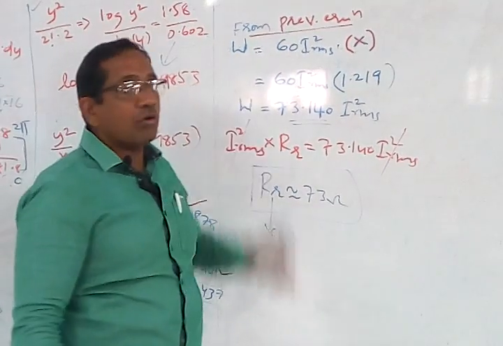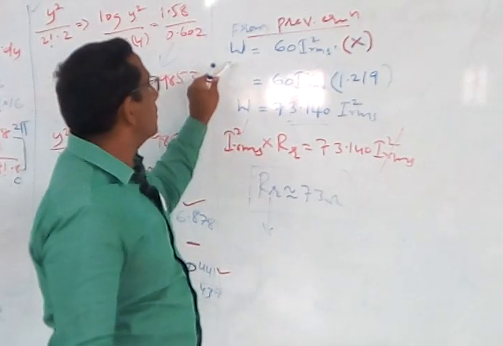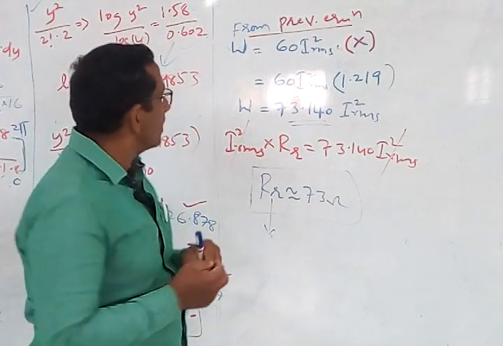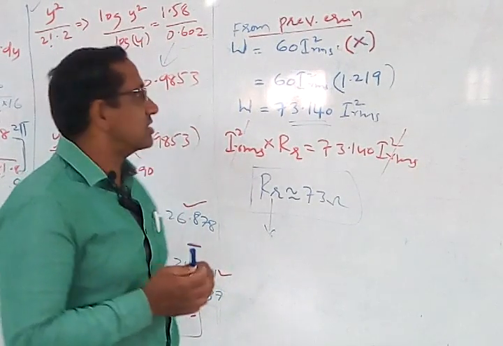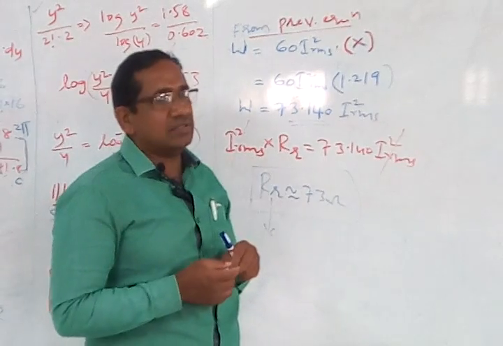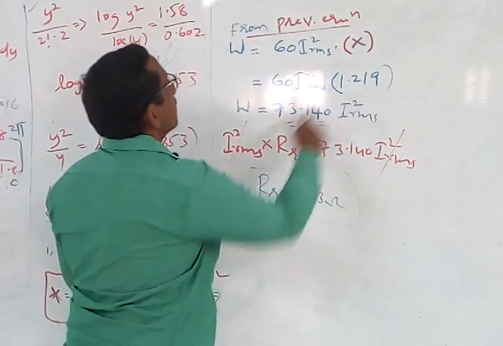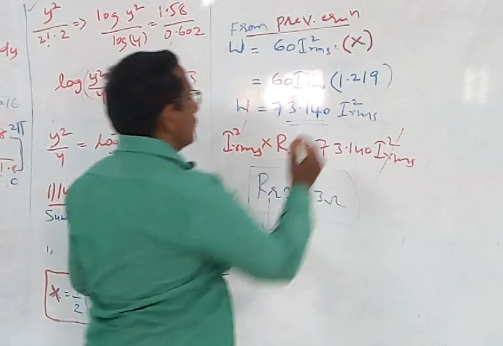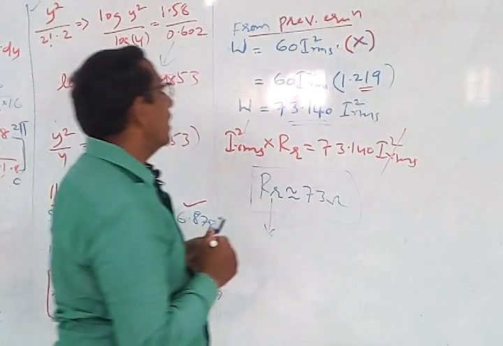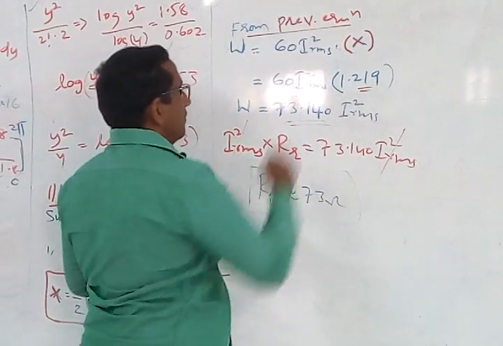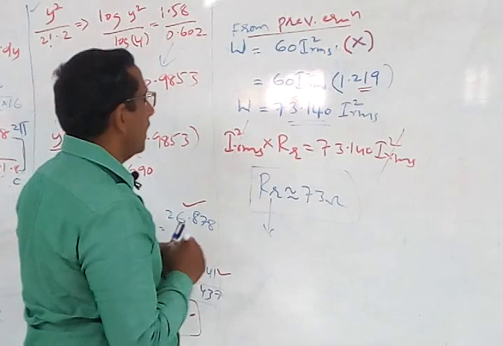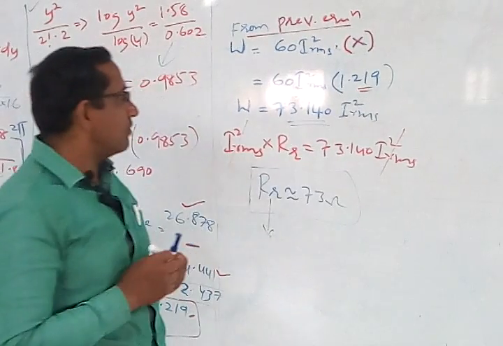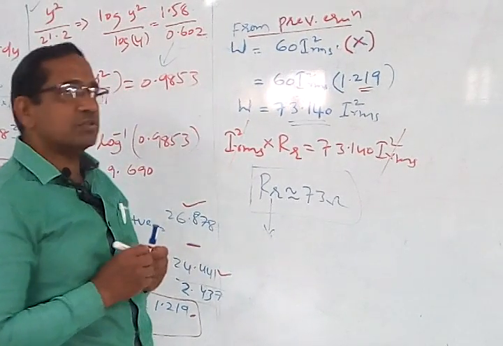So what is the formula that we have got finally? W, the power density, is equal to 60 IRMS square into x. So x we have already got as 1.219. Once you multiply 60 with this component 1.219, we are going to get 73.140 IRMS square.